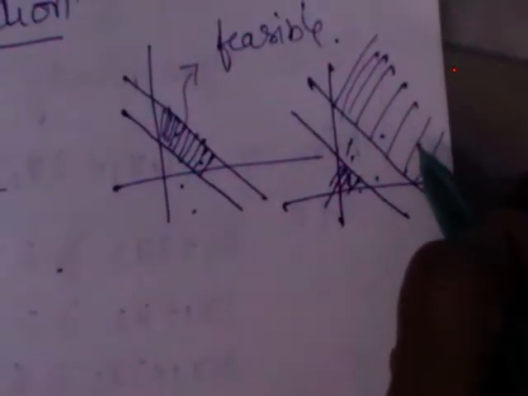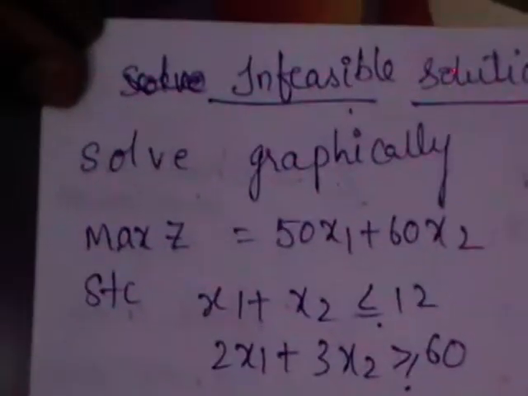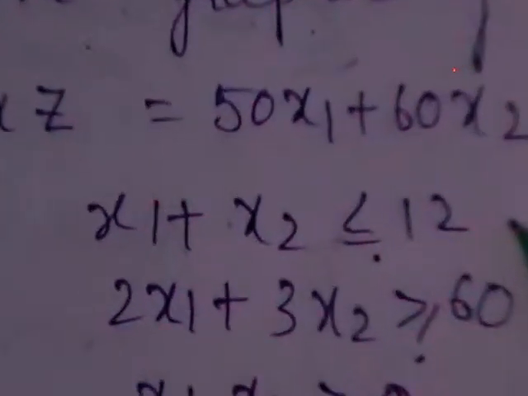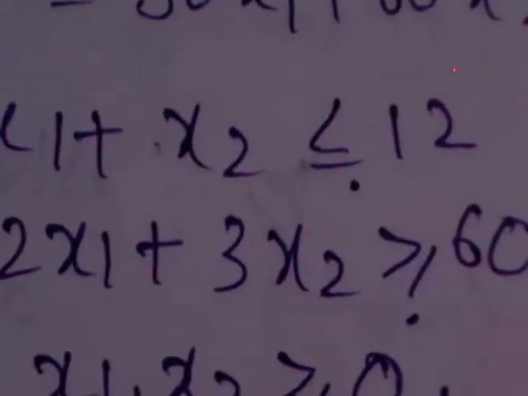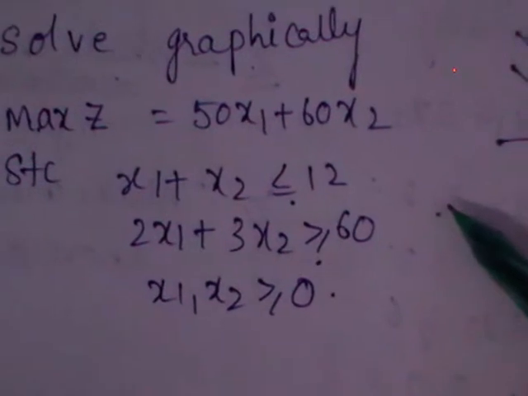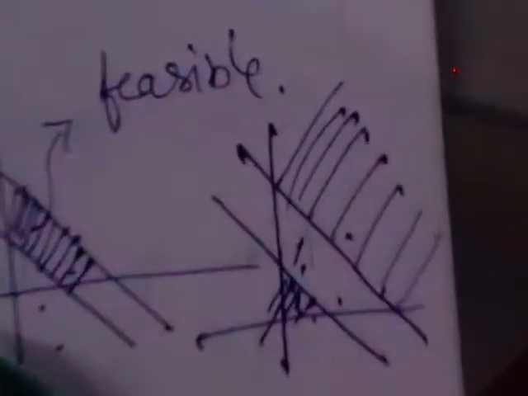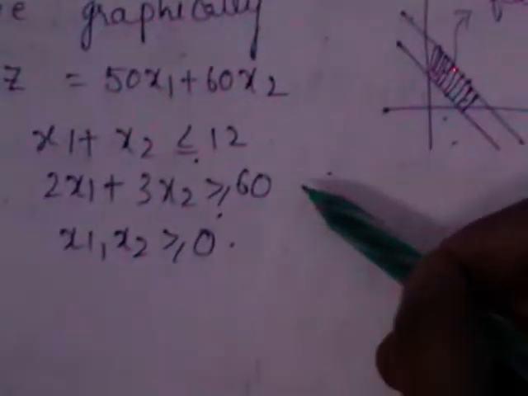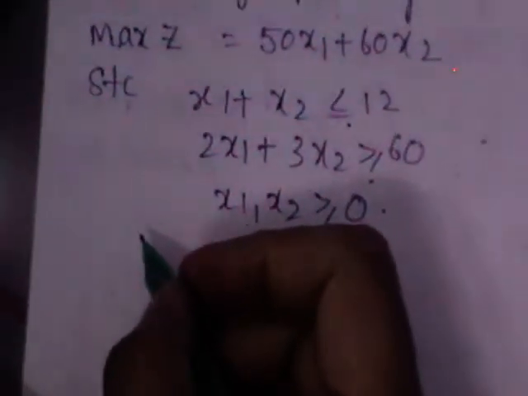Again, I am repeating, in a graphical solution, if it is found that one constraint is of less than or equal to type and the other one is of greater than or equal to type and these two cannot produce any common area in the given quadrant, that is the first quadrant, we say that the problem has an infeasible solution. Let us solve this to know more about the infeasible solution.